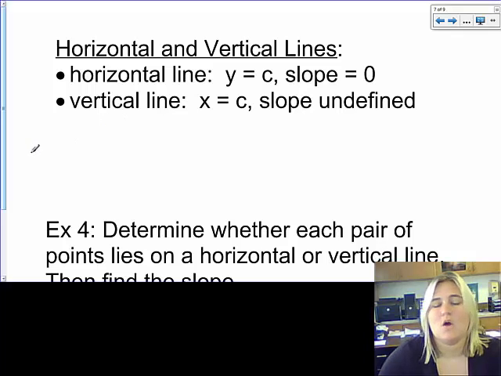Horizontal and vertical lines. A horizontal line is y equals c, where c is a constant, and the slope is 0. And a vertical line is x equals c, where c is a constant, and the slope is undefined. Let me show you an example.